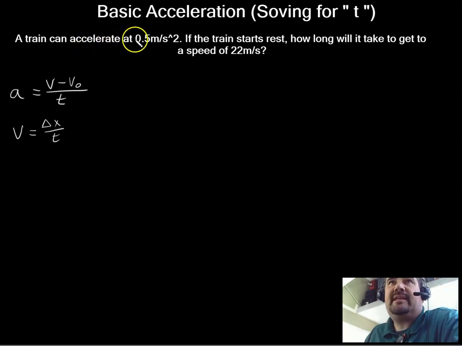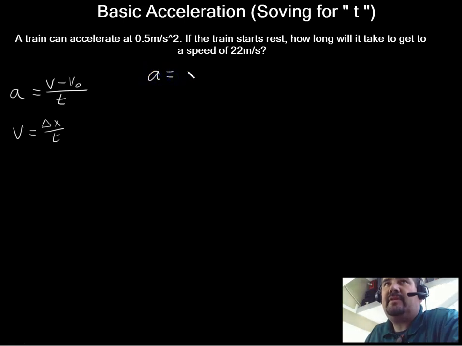The problem: a train can accelerate at 0.5 meters per second squared. If the train starts at rest, how long will it take to get to a speed of 22 meters per second? So that's step one. Let's write down everything we know.